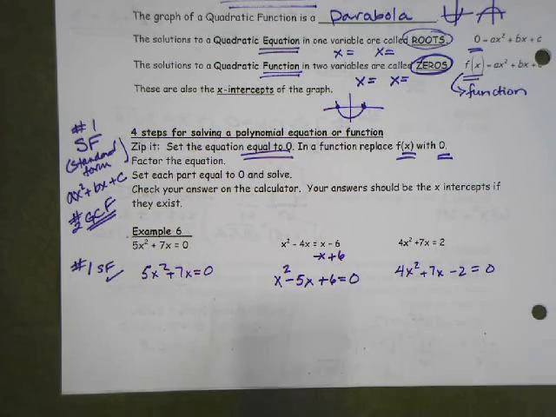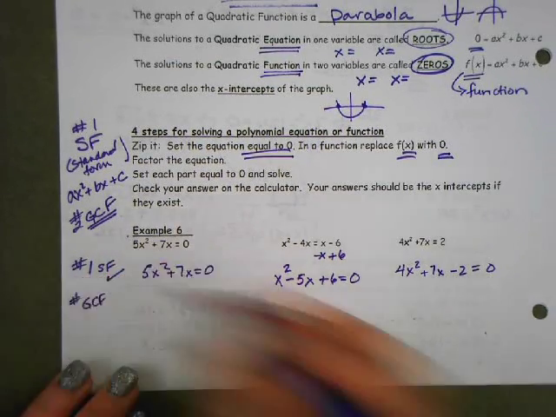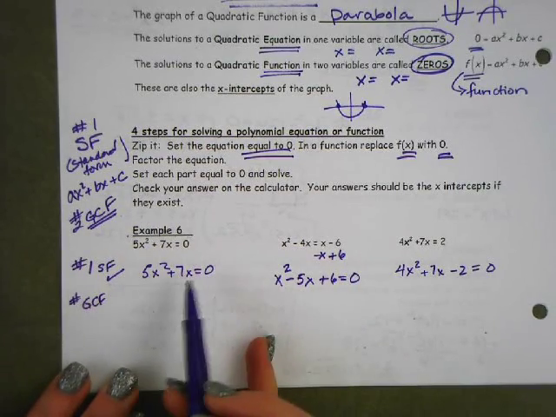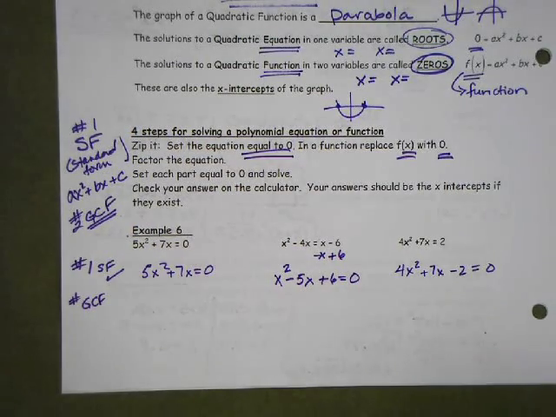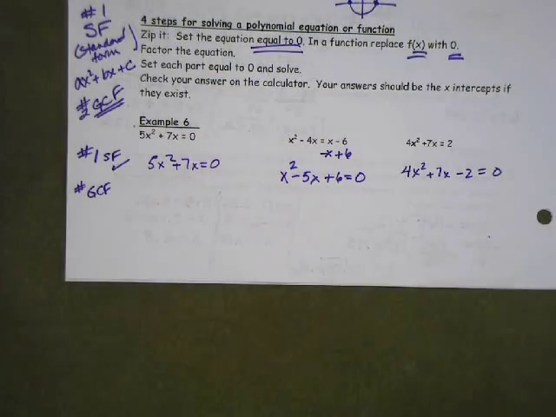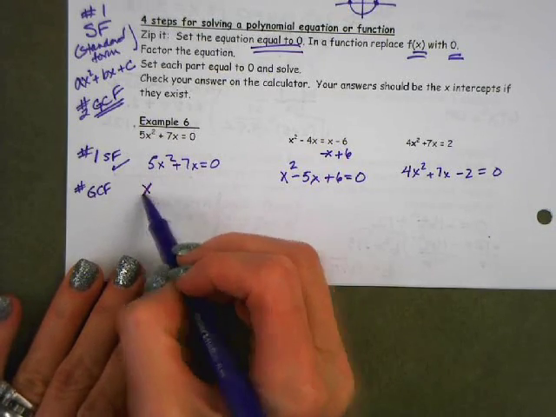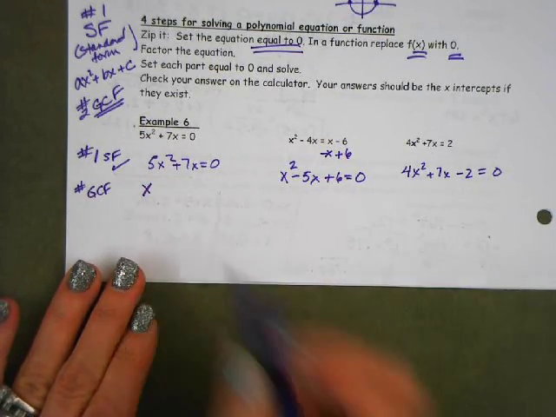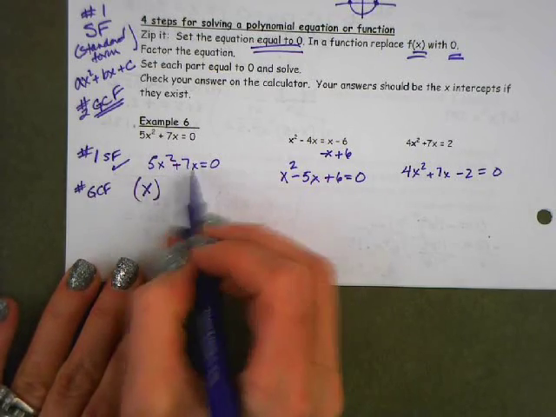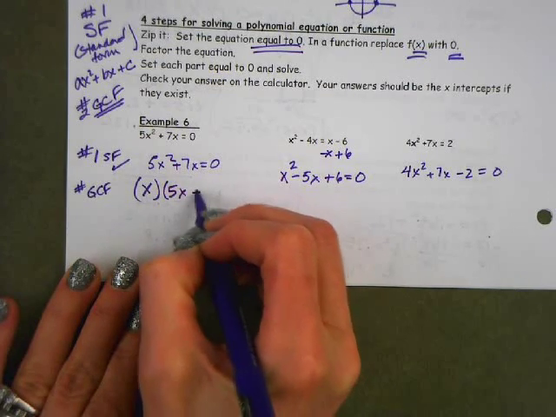All right, so at this point we want to go to number 2, greatest common factor. Okay. Is there a greatest common factor in the 5x squared plus 7x equals 0? Tucker, do you see one? Is there something common in either one of those terms that I could pull out? Yeah, I can pull out an x, right? So if I pull out an x out of these two, what am I left with? 5x plus 7 equals 0.